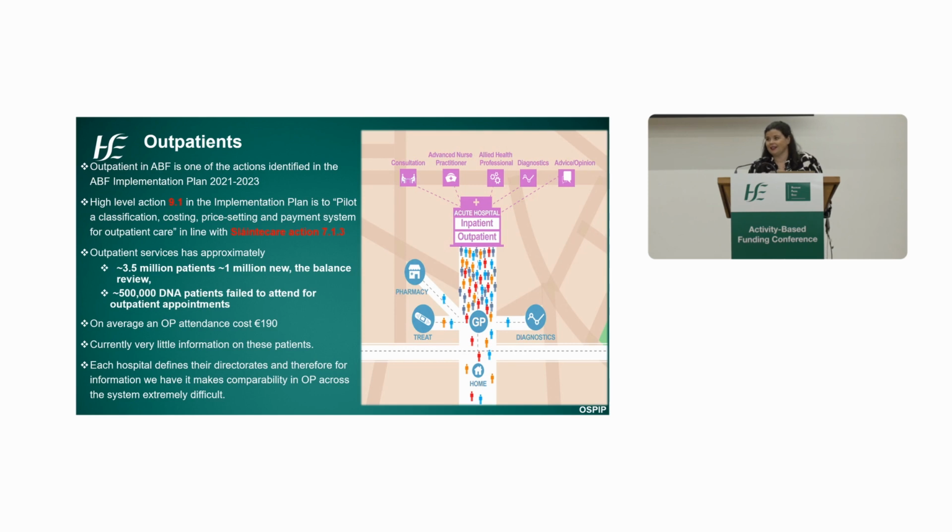So, as the lads have all said, outpatients is part of Sláinte Care now. Moving outpatients into ABF, the collection of data for outpatients is part of our ABF implementation plan. Currently, there's about 3.5 million attendances at outpatients, 1 million new, and the balance is review. It's estimated 500,000 of those are DNAs, so people who fail to attend. On average, an outpatient attendance costs €190. That's a very high level average.